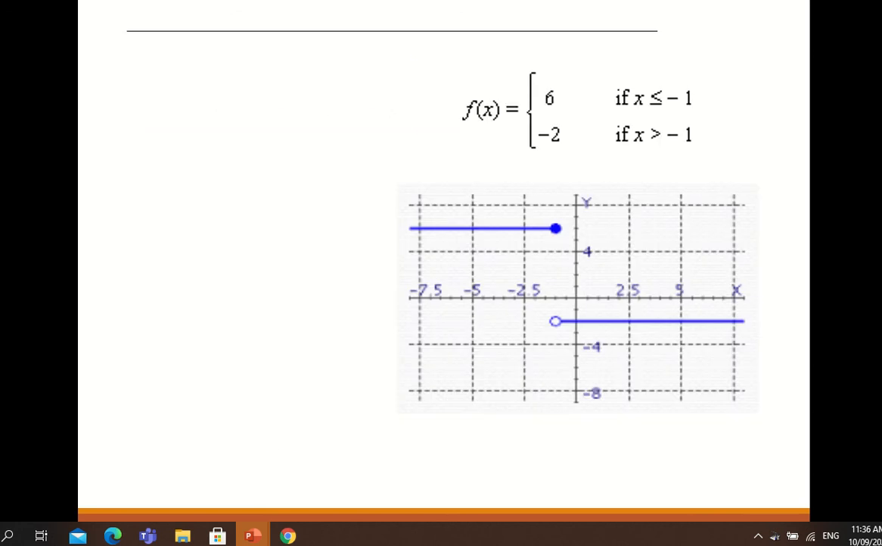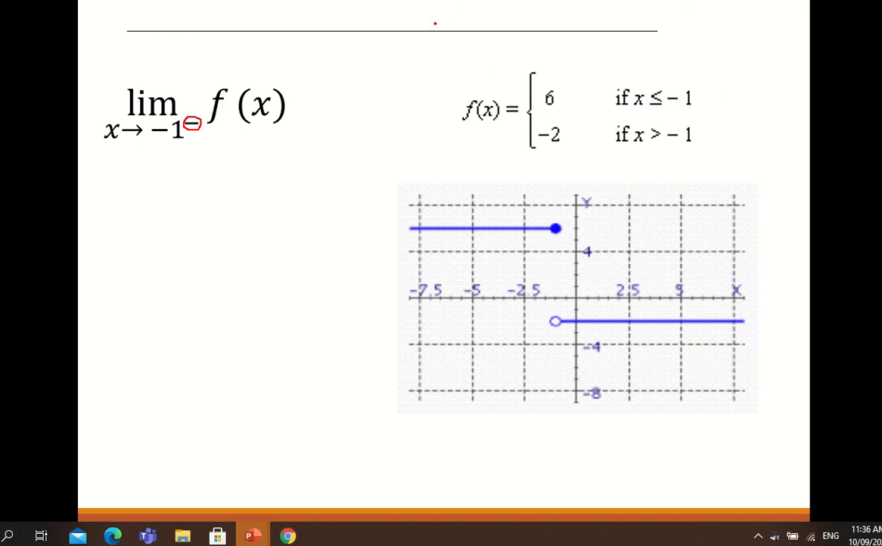For example, if you are asked whether the limit exists or not, we are given the limit of f of x as x approaches -1 from the left. Then we are given the condition that the interval is x less than or equal to -1.